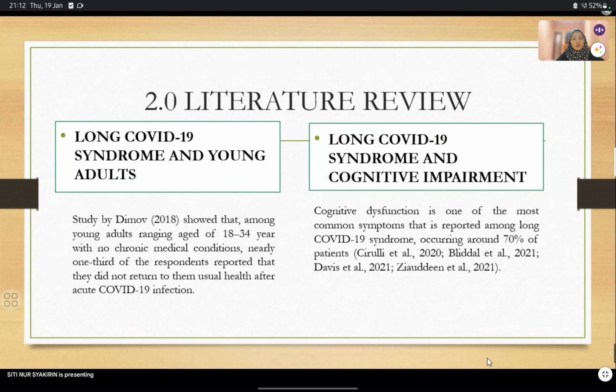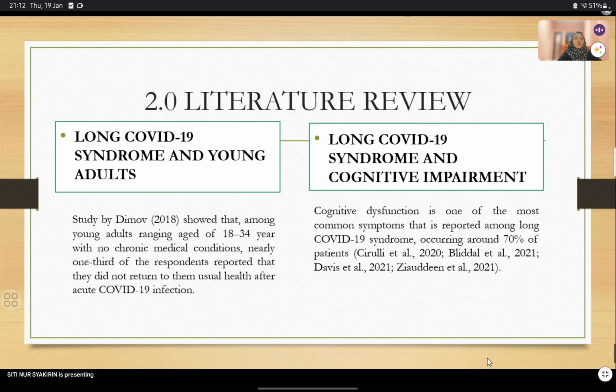Moving on to long COVID-19 and young adults. A study shows that among young adults, one third of them cannot return to their actual health after being affected with this long COVID syndrome. This is very concerning because we are students and still young and have to go to class.